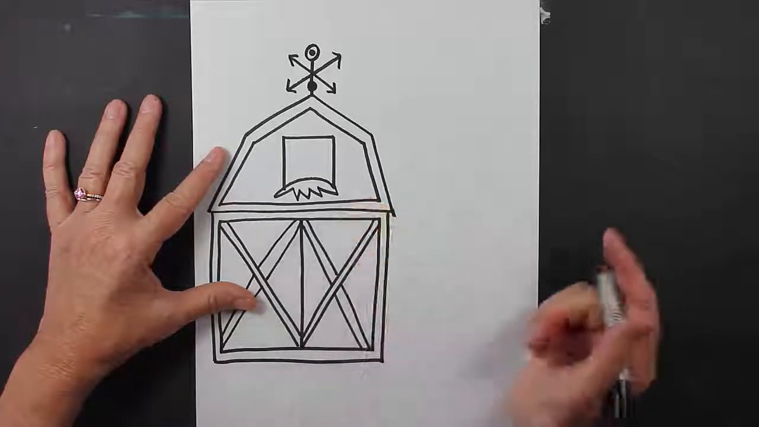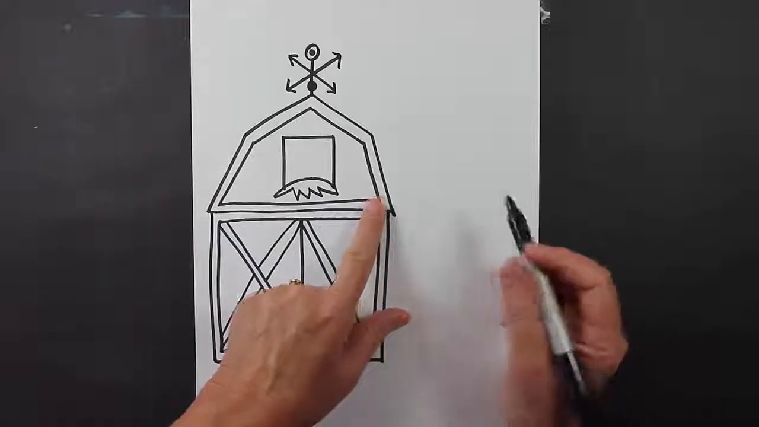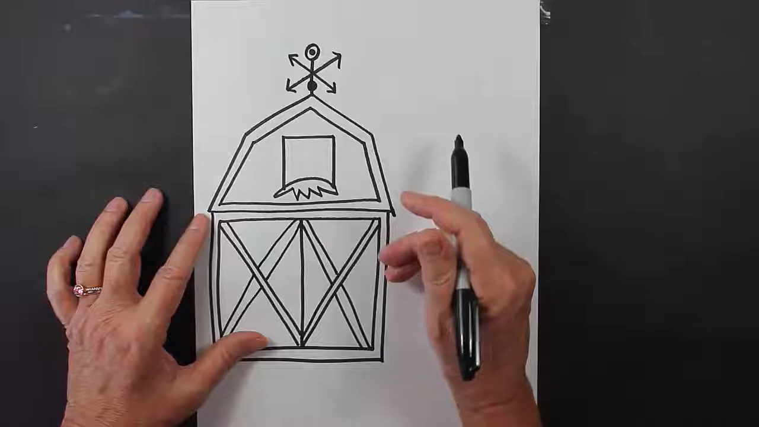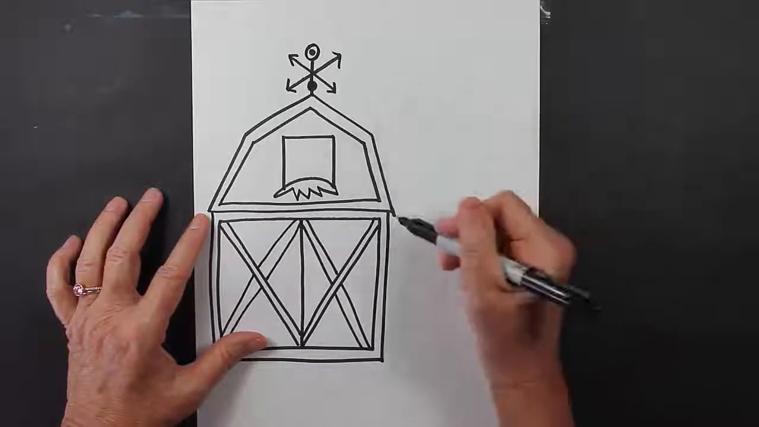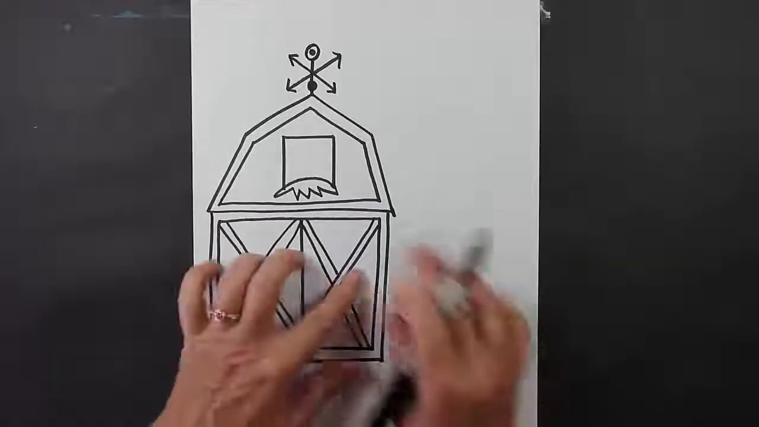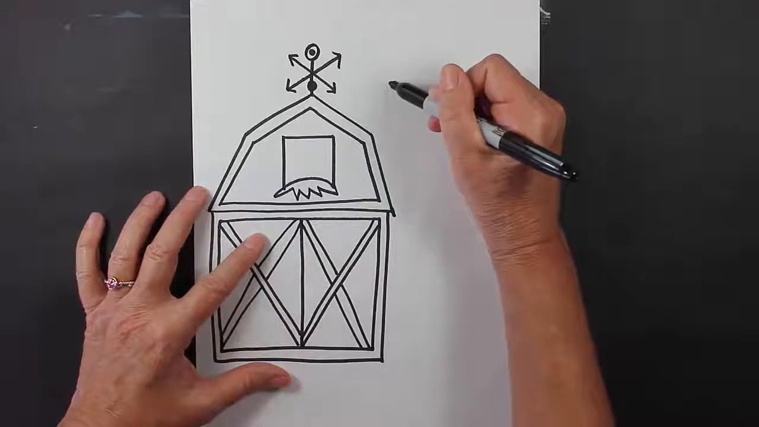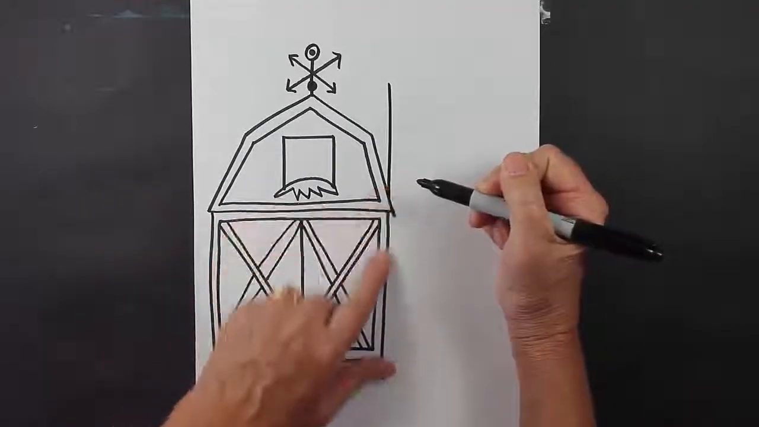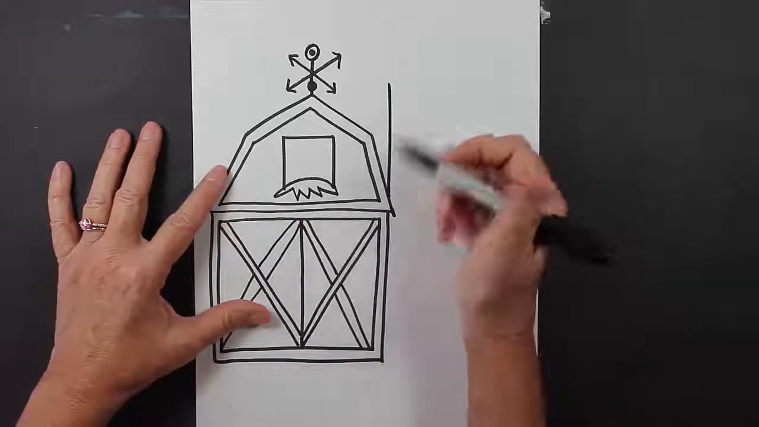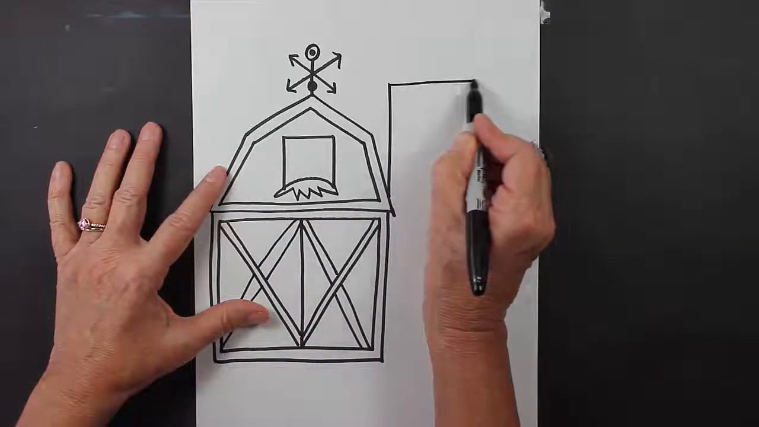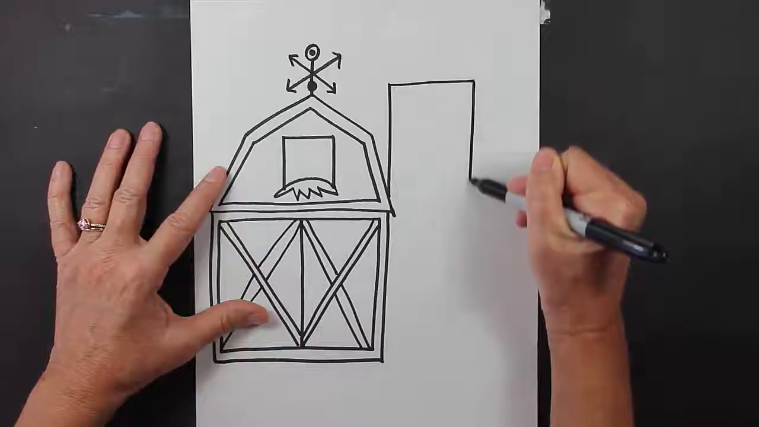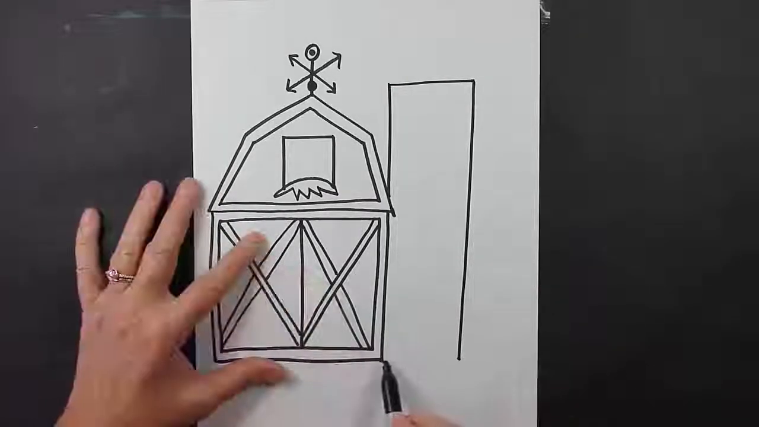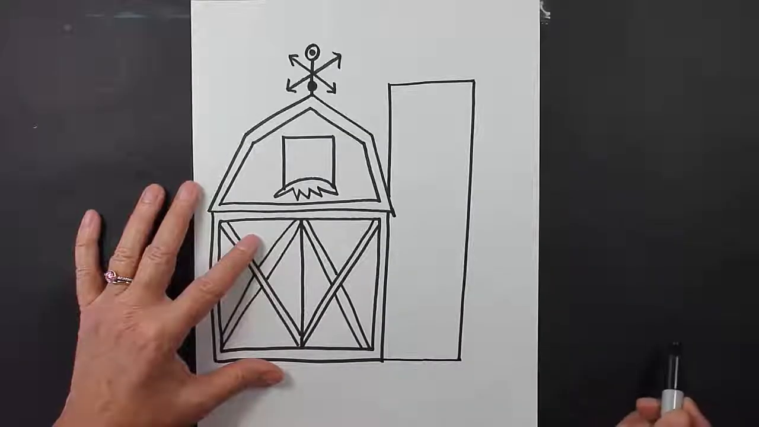All right, let's move over to our silo. So what we're going to do is make a tall tower right here, and it's going to look like it's attached. So I'm not going to make it separate from our barn, I'm going to make it attached. So I think I'll start about right here, and I'll come down and I'll touch my barn. Then I will come over, and then I will come straight down like this. And then once I get to the bottom, I close up.